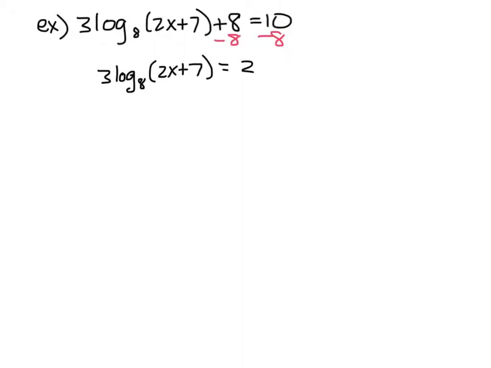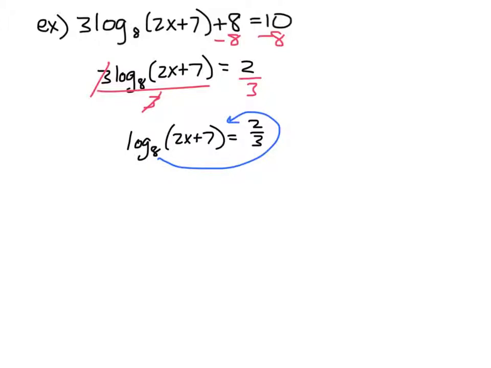Now, still trying to get this log by itself, I'm going to divide both sides by 3 to get rid of this 3 in front of the log. So I have log base 8 of 2x plus 7 is equal to 2/3. Oh, look, we got a log by itself on one side. I'm ready to do the loop, because, again, you can't take the log of a variable. So 8 to the 2/3 is equal to 2x plus 7.